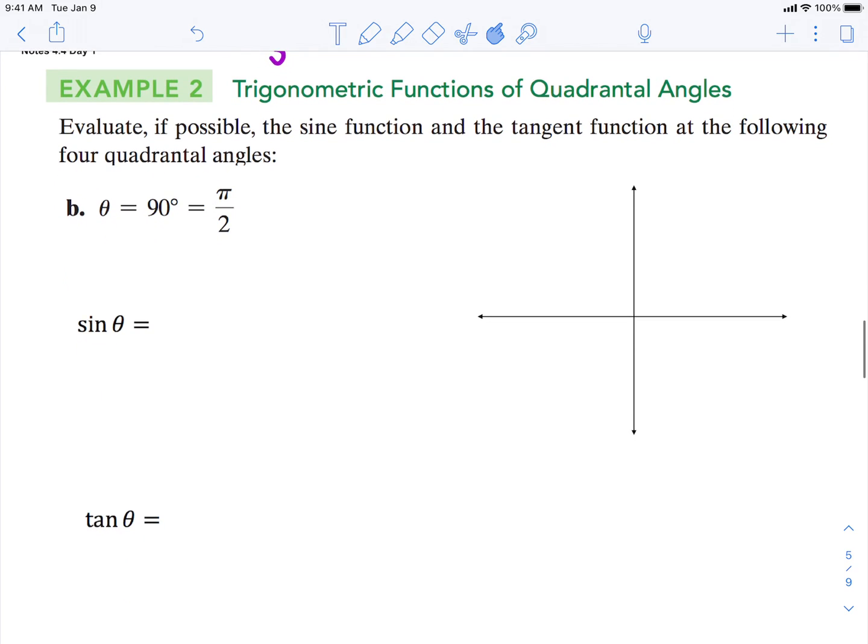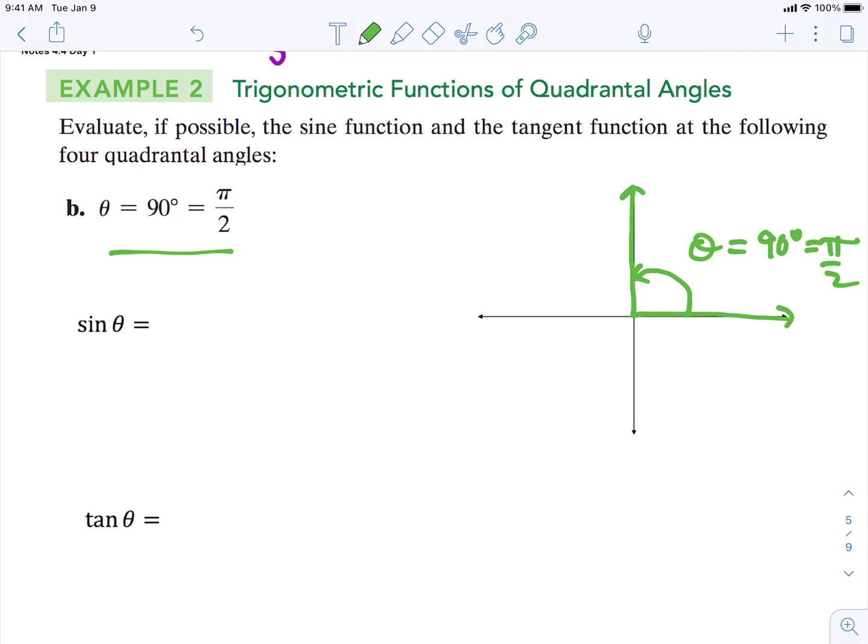Here's another example. We give you the angle 90 degrees, or pi over 2. I want you to find the sine and the tangent at the following 4 quadrantal angles. So we're going to work with 90 degrees. So remember this ordered pair up here. It's over 0, up 1. This is your x and your y.